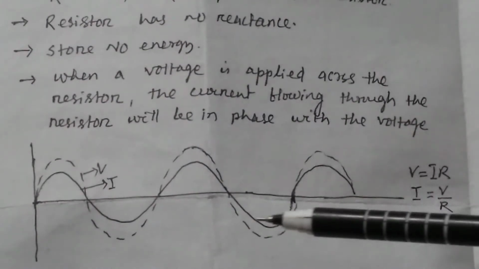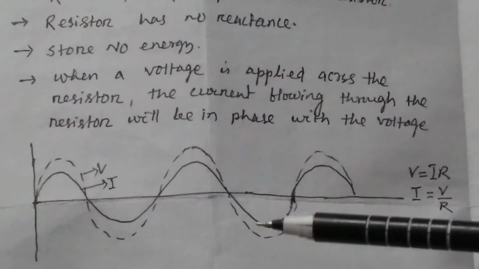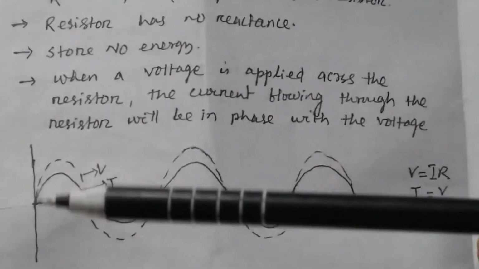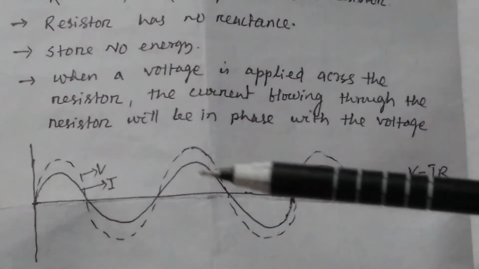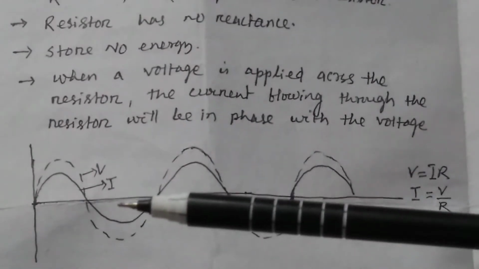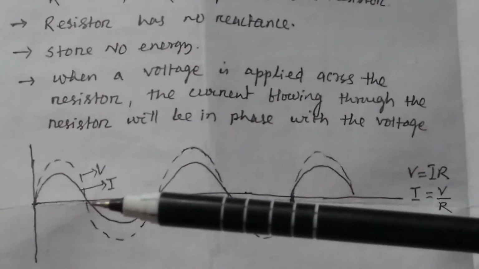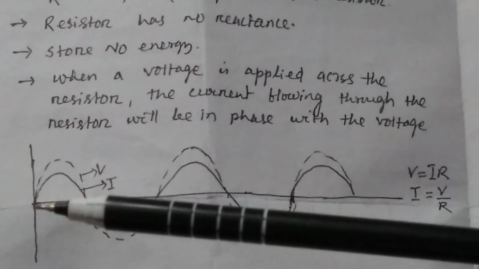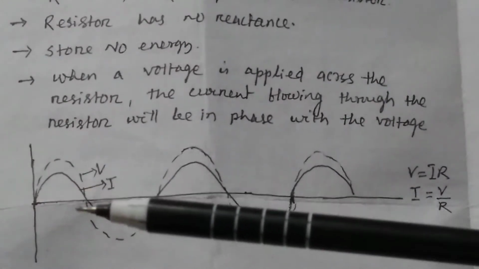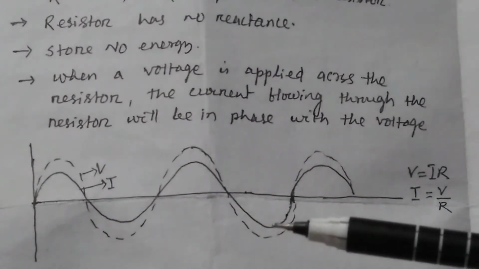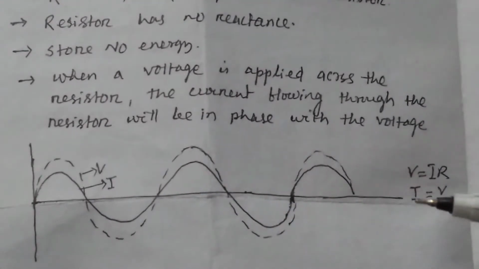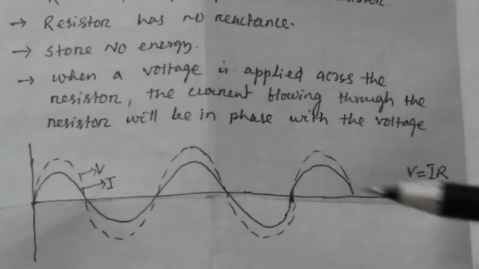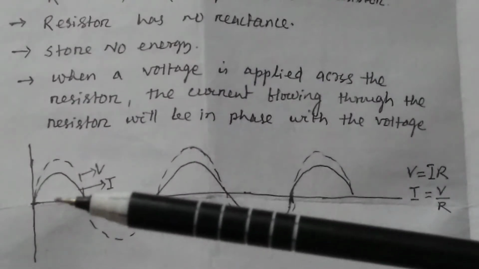If you plot a graph taking time, or omega t, along the x-axis and current as well as voltage along the y-axis, you will see the nature of the graph between voltage and current will be like this. When a voltage is applied across the resistor, the current flowing through it will be in phase. You see, the starting point of current and the starting point of voltage are the same. So voltage and current are in the same phase, and we apply the formula V equals IR, or I equals V by R. Since voltage is higher than current, the voltage peak will remain above the current peak.